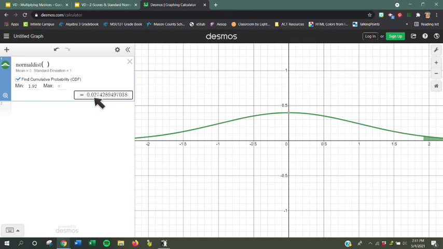So we move the decimal to the right 2 spots and get 2.74%. And then you can see over here that it has shaded in everything above the z-score of 1.92. And that is the area that we're finding, which represents the probability of that value.